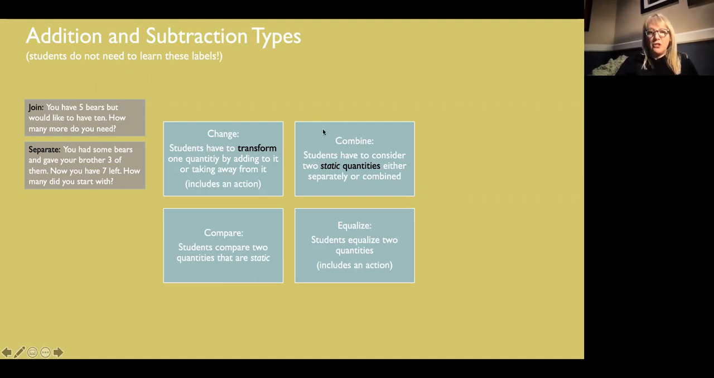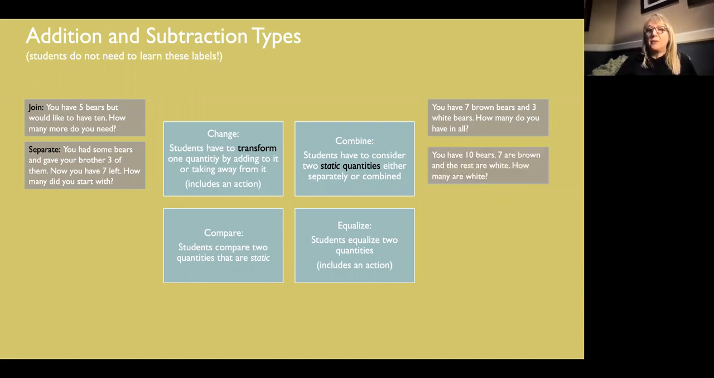Then we go over to combine. This is another type, and this would be your baby step to move into, so get away from all change type ones and move to combine. And that's when you have 2 static quantities that are either separated or combined together. For example, you have 7 brown bears and 3 white bears. How many do you have in all? You have 10 bears and 7 of them are brown, the rest are white. How many are white? Again, this is something they can model, but there really isn't an action in there.